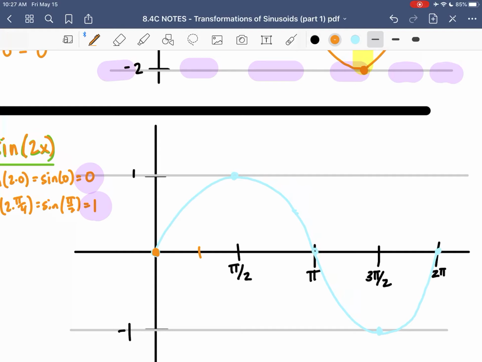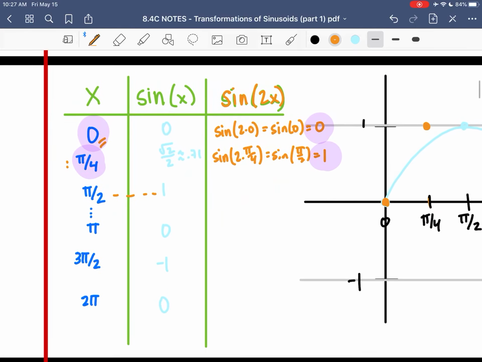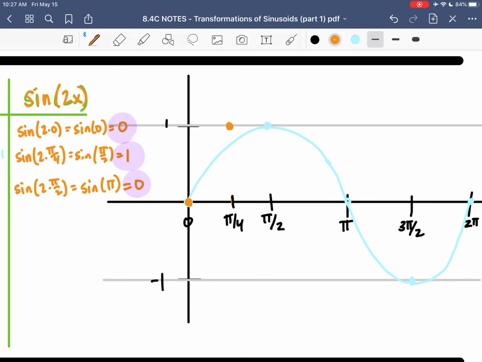Interesting. So I'm going to draw in pi fourths right here. Maybe I'll label that in black. Pi fourths is in between 0 and pi halves. And at pi fourths, we're already up here at 1. Okay, how about sine of 2 times pi halves? Well, that's multiplying by 2 and dividing by 2. That's just sine of pi. I already know what sine of pi is. It's 0. So apparently at pi halves, our y value should be 0.